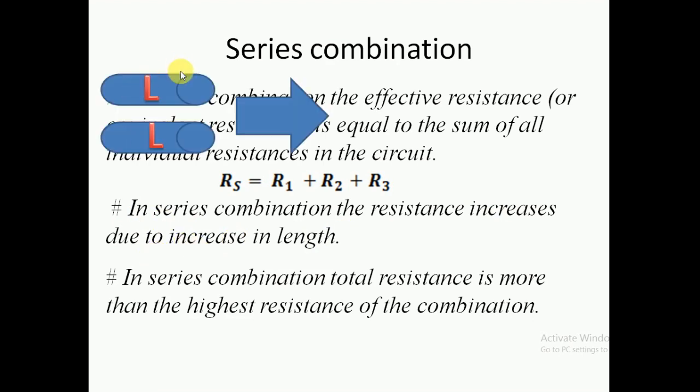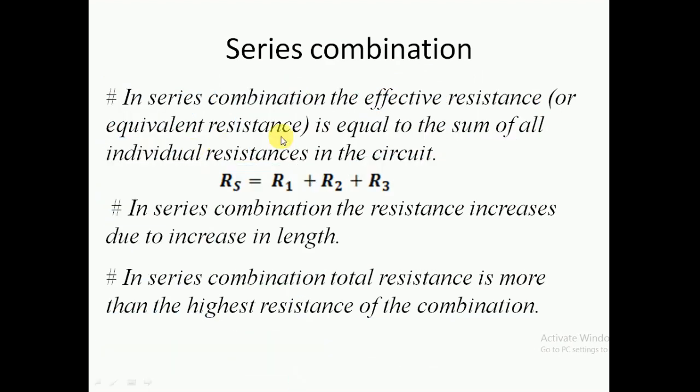As you can see, if you are using two conductors and connecting them in series, you will get the length 2L, but we already know the resistance increases with length. So if you connect them in series, the length increases, and due to that the resistance also increases. And one more property is that in series combination, the total resistance is more than the highest resistance of the combination.